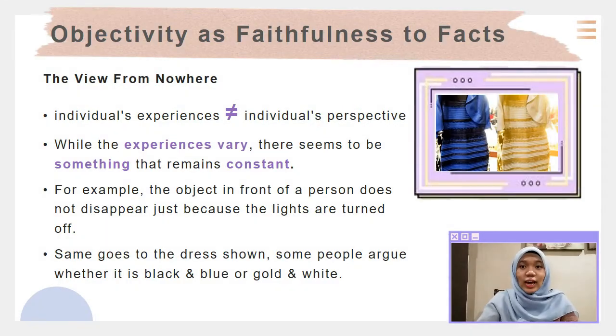Objectivity as faithfulness to facts. The first one is the view from nowhere. The contents of an individual's experience vary greatly with the individual's perspective. While experiences vary, there seems to be something that remains constant. For example, the object in front of a person does not disappear just because the lights are turned off. The object is still there, but from the person's view, the object seems to disappear, but both are not wrong.